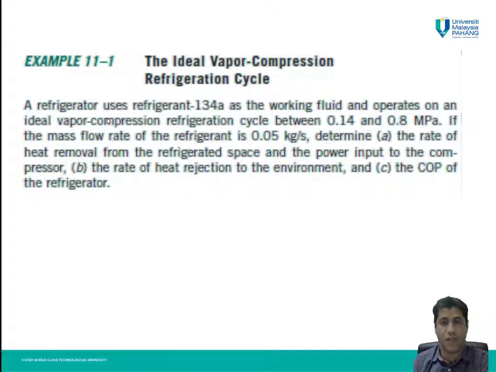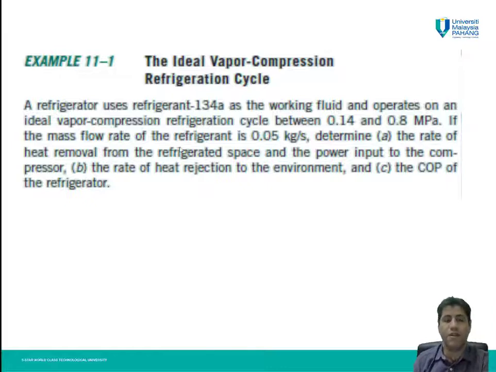So here we have the instruction for example 1 for this chapter. We have a refrigerator which uses refrigerant 134A as the working fluid, and it operates on an ideal vapor compression refrigeration cycle. And this cycle actually is working between 0.14 and 0.8 megapascal. So we have minimum and maximum pressure in the cycle.